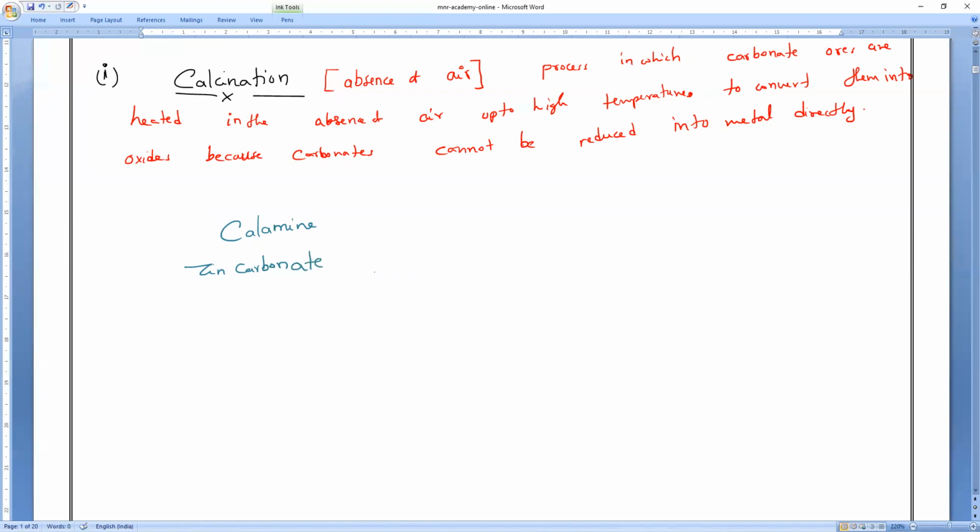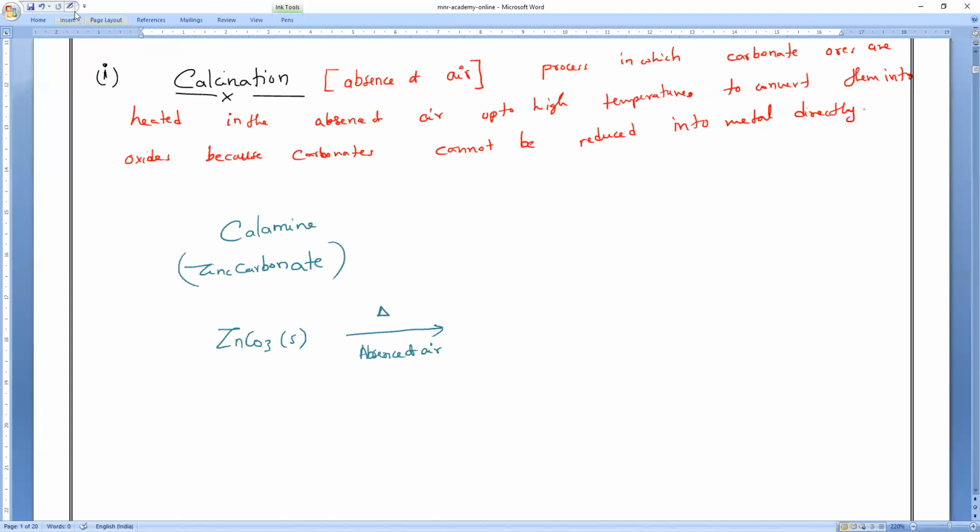Check it. Zinc carbonate. So what is the zinc carbonate formula? ZnCO3. So ZnCO3 is the zinc ore. Calamine is the first example. In the absence of air, what is the oxide?